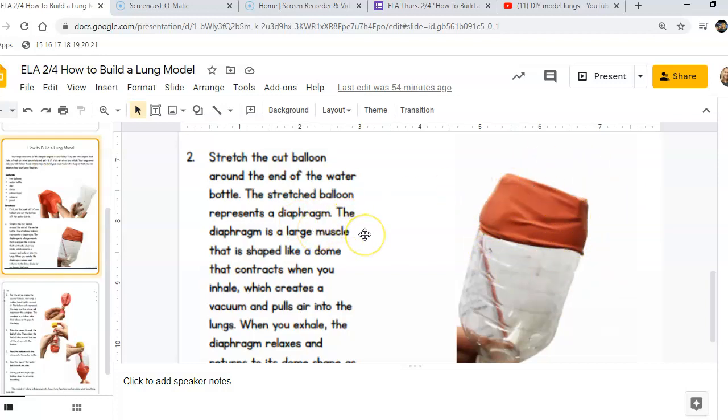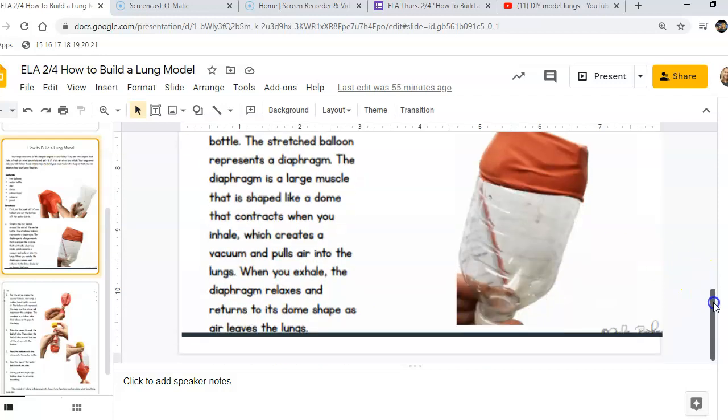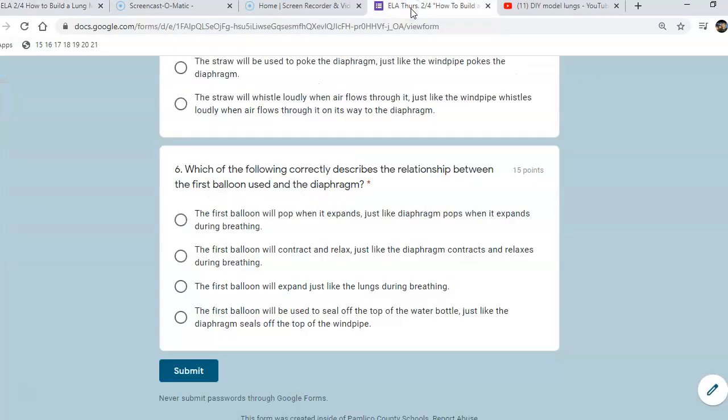So let's see what the diaphragm does. The diaphragm is a large muscle that is shaped like a dome that contracts when you inhale, which creates a vacuum and pulls air into the lungs. When you exhale, the diaphragm relaxes and returns to its dome shape as air leaves the lungs. So it contracts when we inhale. It relaxes when we exhale. So we expect this balloon to serve in a similar role as the diaphragm in the answer that we pick.